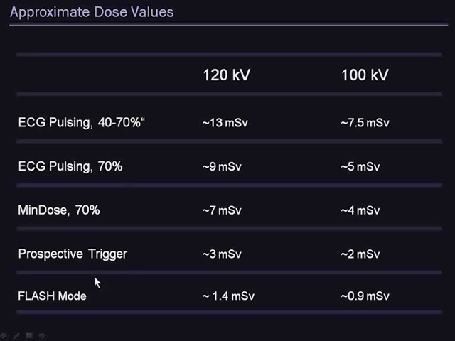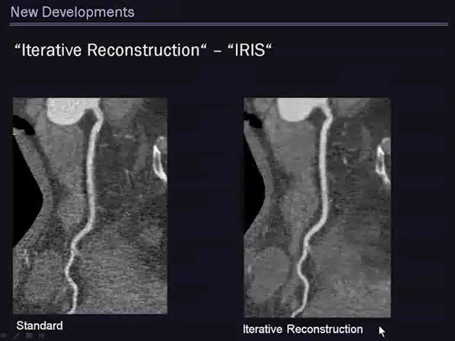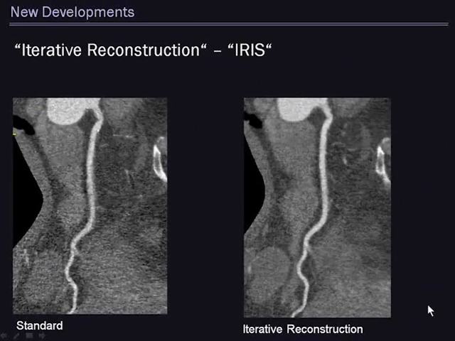And then with more and more expert scan mode settings, you can be as low as 0.9 millisieverts for the flash mode, or, which can really be very frequently used, the prospectively triggered acquisition, 120 kV for the heavier patients, about 3 millisieverts, 100 kV for the slim patients, about 2 millisieverts. And these are very, very low doses that can be achieved in everyday practice. In the future, we will probably be able to bring those down even more.